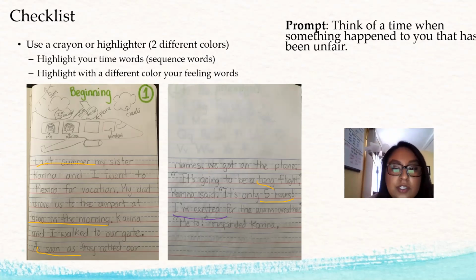And so what you're going to do again, friends, is grab two different crayons or two different highlighters or two different markers. One color is going to be for underlining sequencing words, and one is going to be for underlining your feeling words. Remember, you're doing this for your beginning, your middle, and your end. Pause the video right now so that you are able to do that. Highlight the sequencing words or your time words in one color, and then highlight or underline your feeling words in a different color. Go ahead and do that right now.